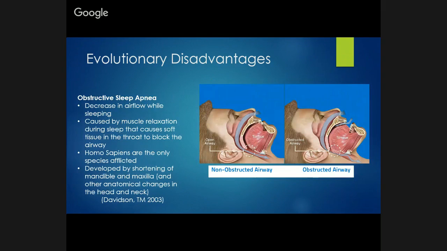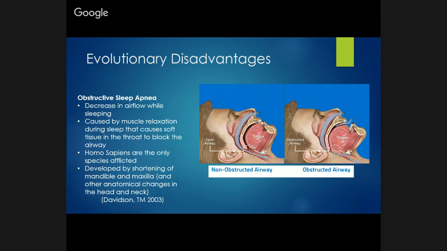Another disadvantage is the development of obstructive sleep apnea. This is a condition where there is a decrease in airflow while sleeping. It is caused by muscle relaxation during sleep that causes soft tissue to block the airway. This condition can sometimes be fatal. Homo sapiens are the only species afflicted by this, interestingly enough.